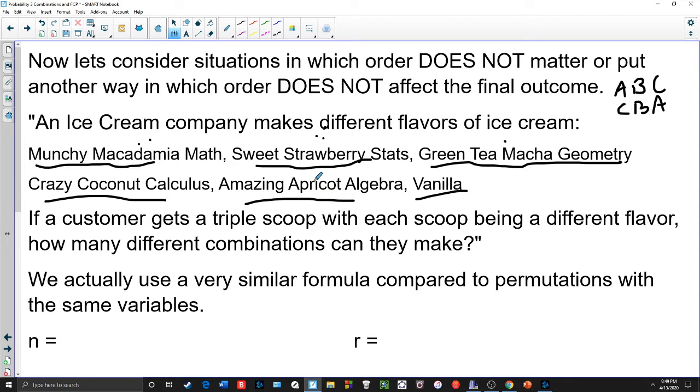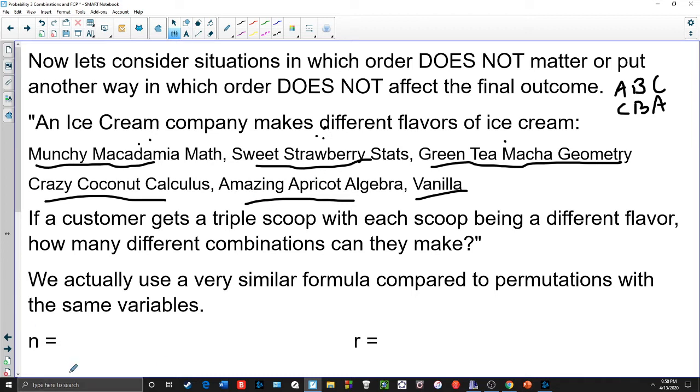It doesn't matter. One might be on top and one might be on bottom, so that might be different, but the actual outcome in terms of what I get as my order has not changed. So think about them as putting it into a bowl rather than into a cone, if that's going to make more sense to you. If I have a bowl of ice cream and I put a scoop of macadamia, a scoop of strawberry, and a scoop of green tea, that's going to be no different than a bowl where I pick a scoop of strawberry, a scoop of macadamia, and a scoop of green tea that way. The order in which I put them in the bowl does not matter. I'm still going to get a bowl with those 3 flavors.